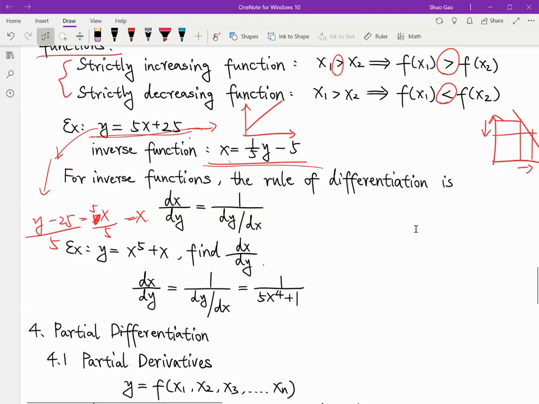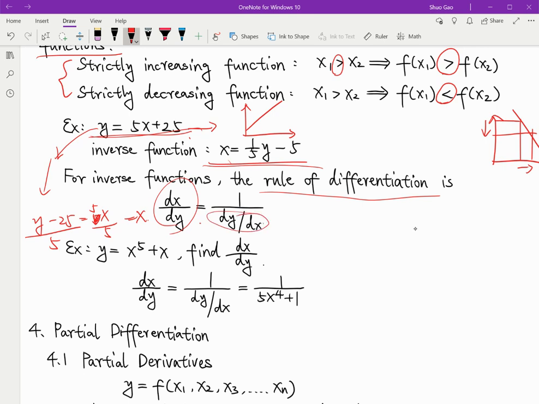So if the function has an inverse function, then we can apply this rule of differentiation. The dx over dy, or the derivative of the inverse function, is just 1 over the derivative of the original function.